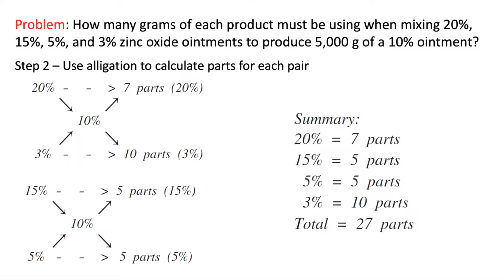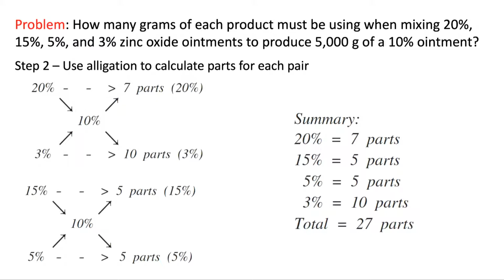So to summarize, given my 2 alligation pairs, for the 20% concentration I need to use 7 parts. For the 15%, I will need 5 parts. 5% needs 5 parts, and the 3% needs 10 parts. And if I add all of those together, 7 plus 5 plus 5 plus 10, the total number of parts is 27. And unlike our previous example, looking at those numbers, there's no easier way to simplify our formula. So that's our formula. Our formula essentially says that I need 7 parts of 20% combined with 5 parts of 15, 5 parts of 5, and 10 parts of the 3%.